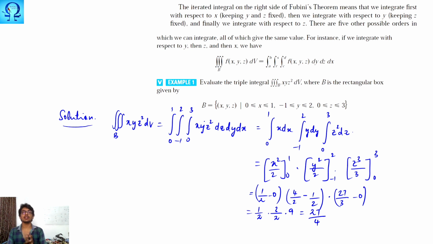If you can't split things up, then you will have to first integrate with respect to z, and then substitute the limits for z, and then integrate with respect to y, then substitute the limits for y, then integrate with respect to x and substitute the limits for x. Then also you are going to get the same result.